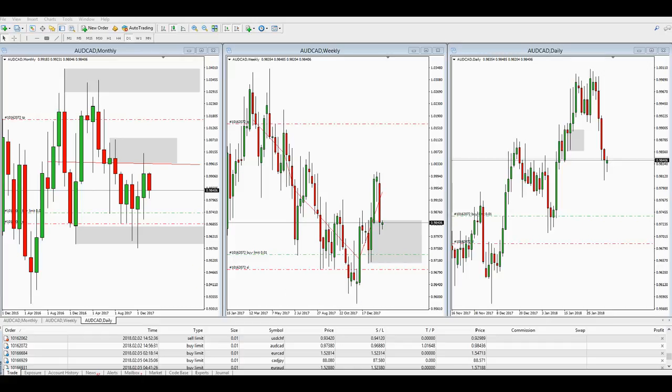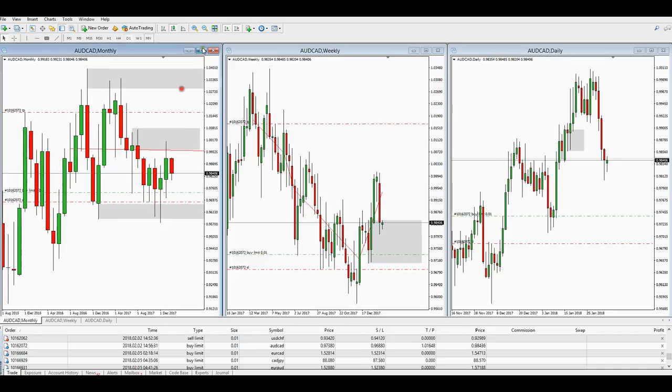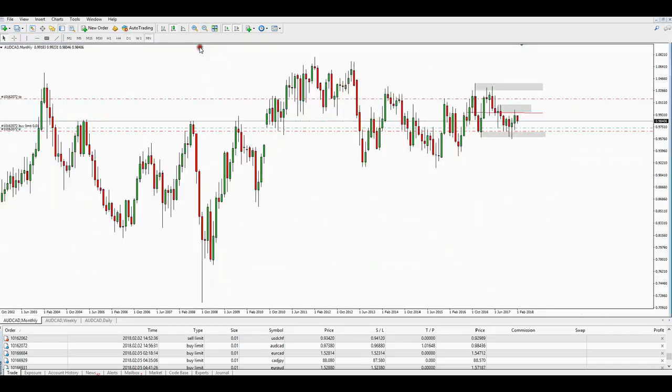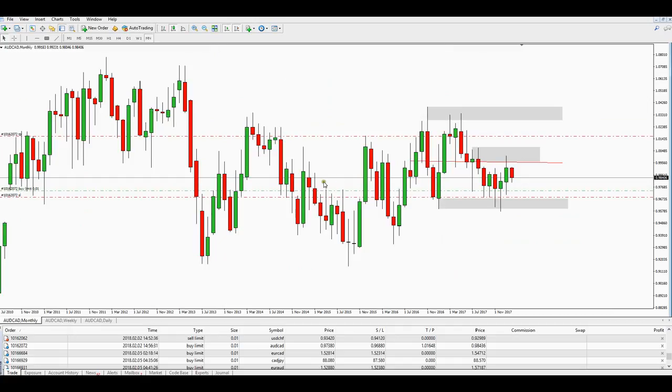I'm going to start right at the very first pair. We've got the Aussie CAD. The Aussie CAD is in a range. If I zoom out, just show you here, probably better like this. We've got this range bound, but the most recent activity is what I'm interested in here.